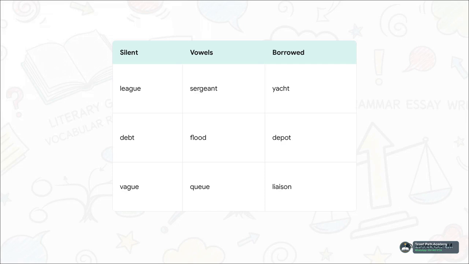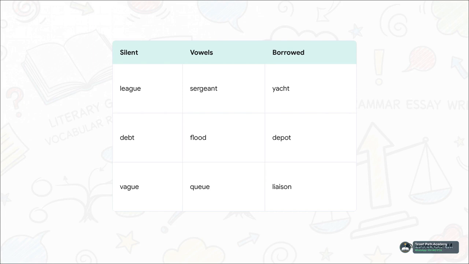Now, what's wonderfully weird about the English language is that it borrows words and sounds from all over the world, which means we really have to pay extra close attention to unusual spellings. Take a look at the silent letters examples. Words like league, debt, and vague have letters in them that are completely silent. Or the unexpected vowels. The word jeopardy sounds like it should just have an E, but it's spelled E-O.